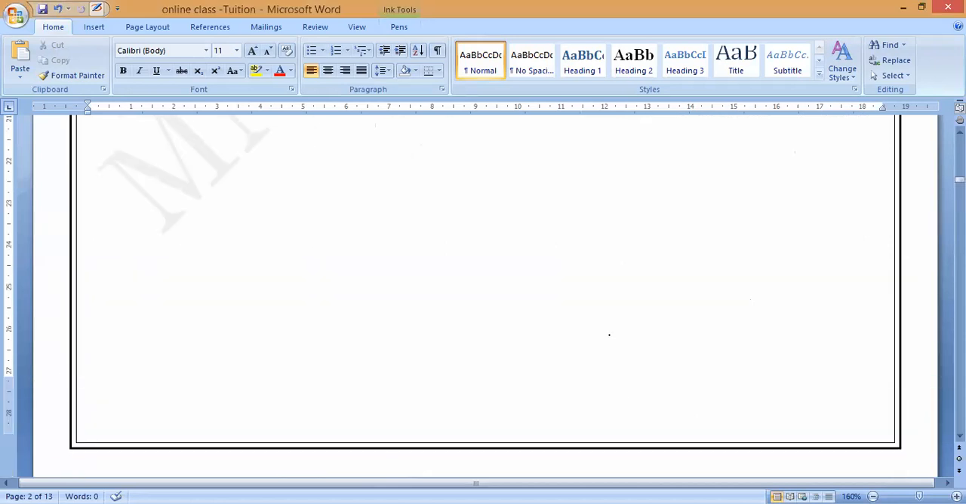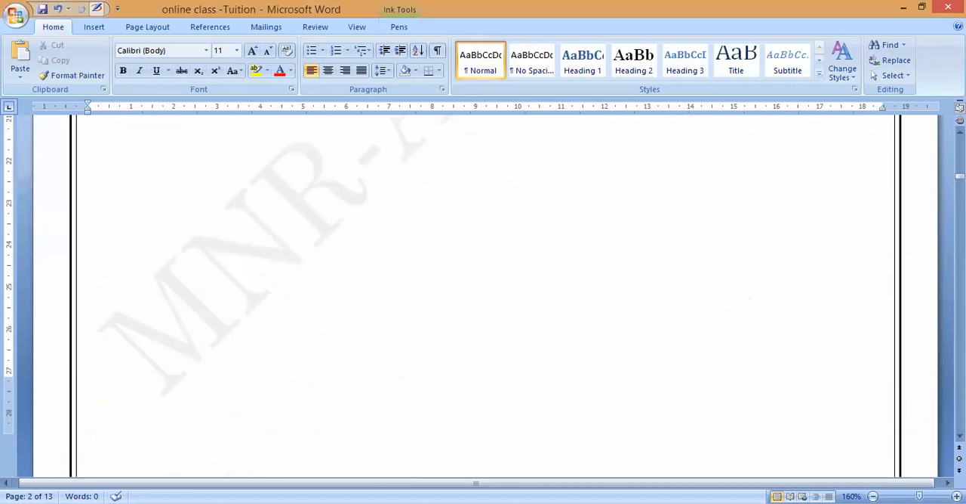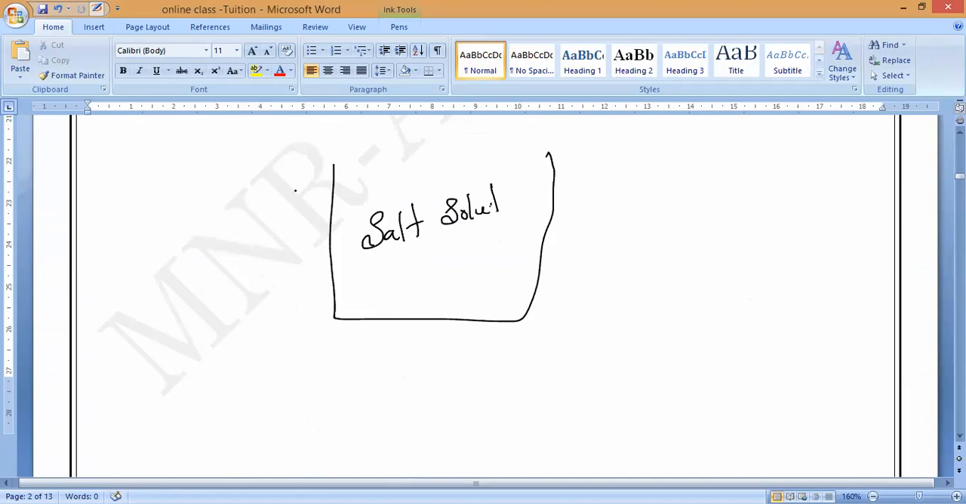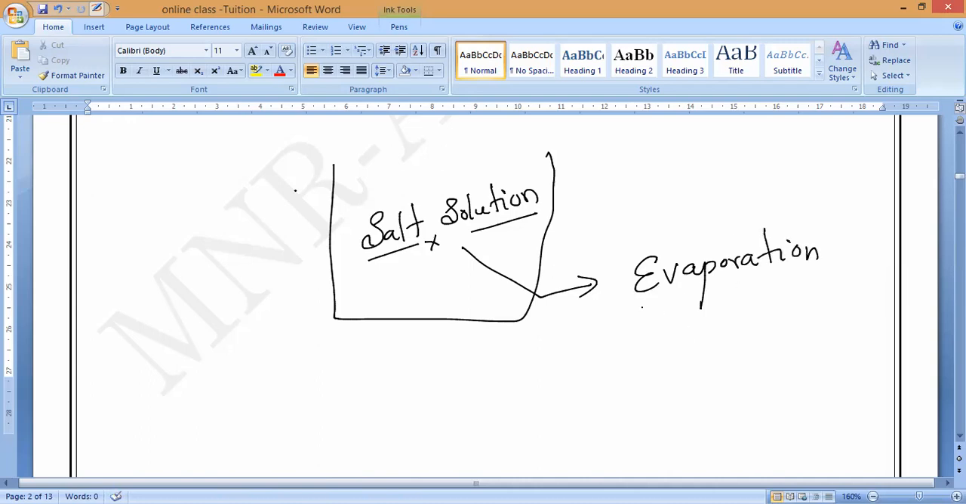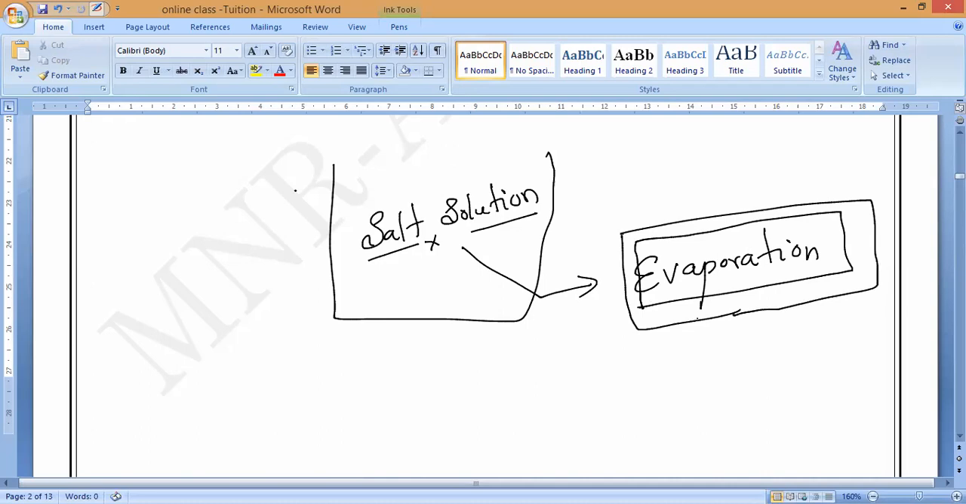Now, if you are using the evaporation technique, for example, I have given a salt solution, water with salt. We have already studied one technique to separate salt. What is the technique? Evaporation. So evaporation has a disadvantage. What is that? Anybody can say? Tamil Selvan? Sir, we can't get the solvent. We cannot get the solvent. Understand?